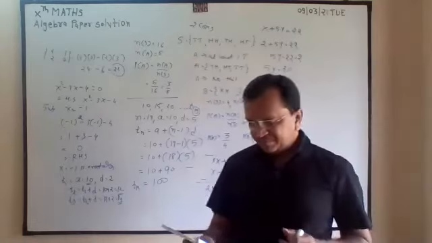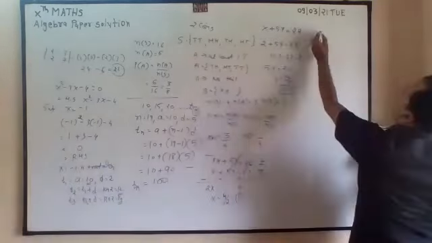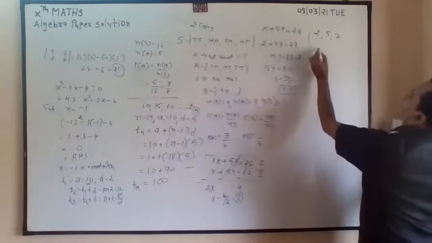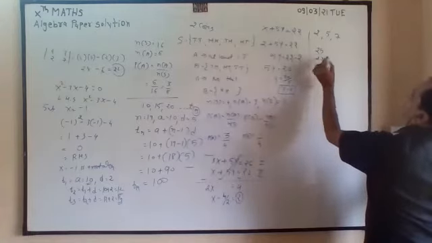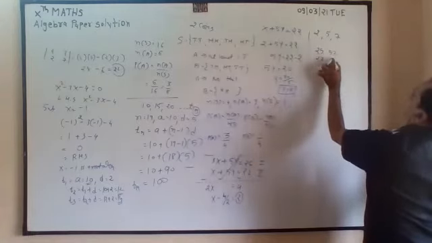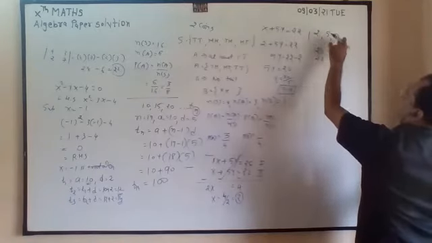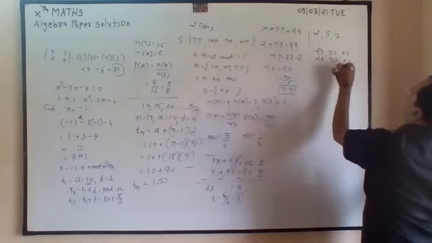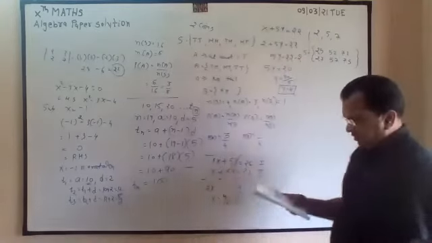Two-digit numbers are formed from 2, 5, 7 without repeating. So it will be 25, 27, 52, 57, 72, 75.